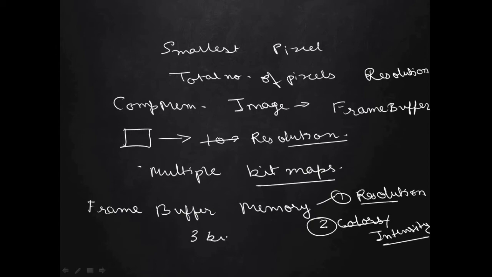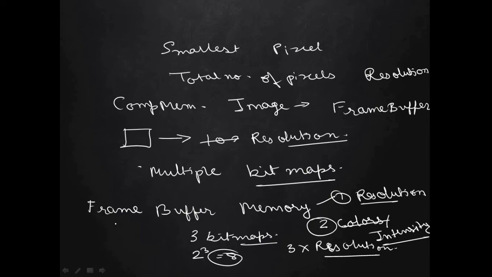So with 3 bit maps, how much memory do I require? 3 into resolution. And the total number of combinations that are possible, since 3 is there, is 2 to the power 3, that is 8. So a total of 8 colors we can have.